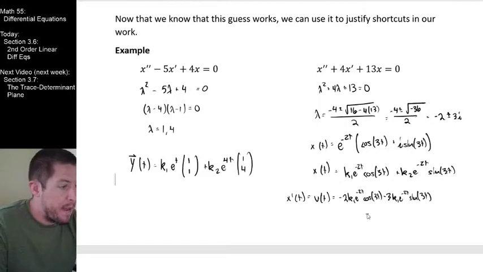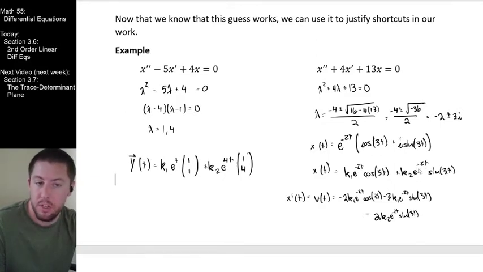Now we're going to get minus 2k2 e to the negative 2t sine 3t, because that's the derivative of our second term, where we took the derivative of the e to the negative 2t and we left the sine of 3t alone.